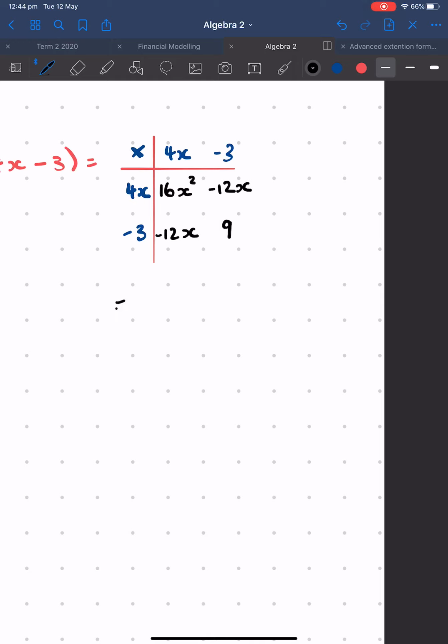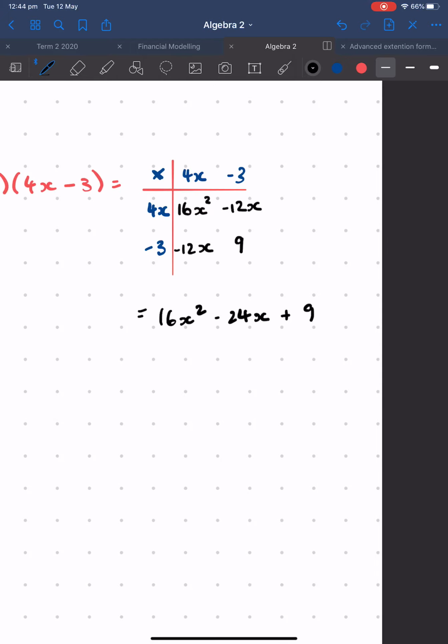So when I write my final answer, I'm just going to write 16x squared. Now I can't combine x squareds with just x's, which is why we don't combine those, but I can combine x with x. Now I've got negative 12 x's, take away 12 more, that's negative 24x plus that 9. And that's our answer. You can't do anything more with that.